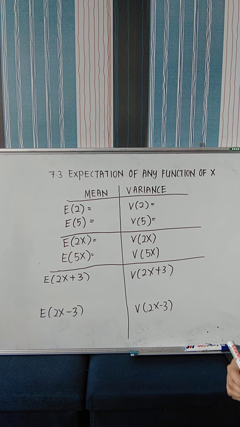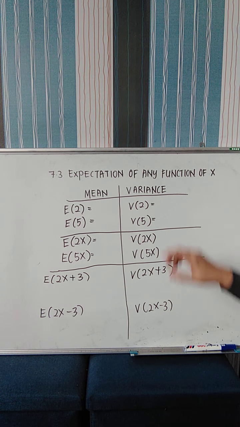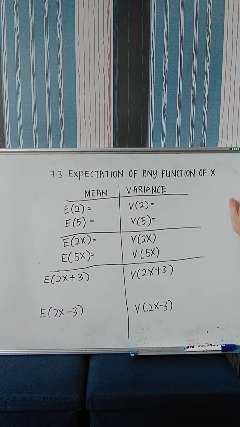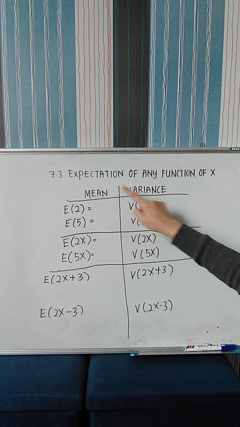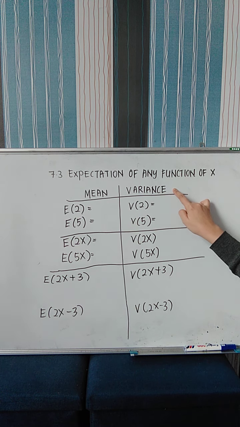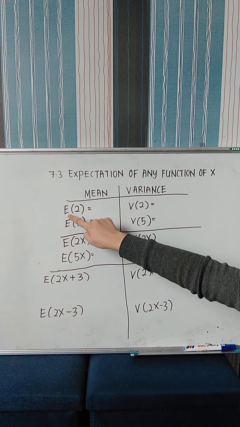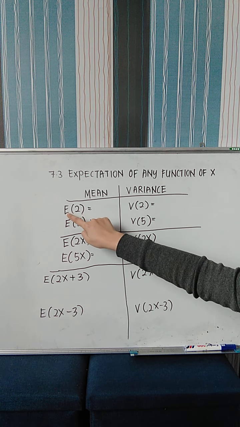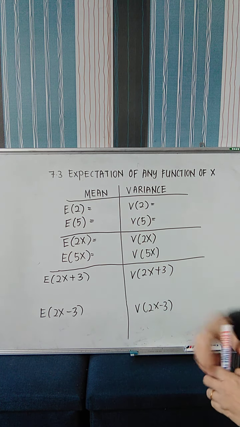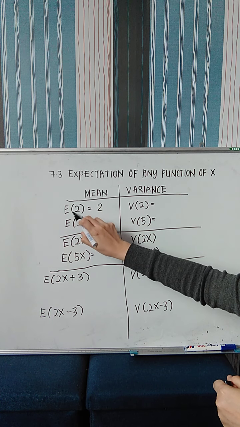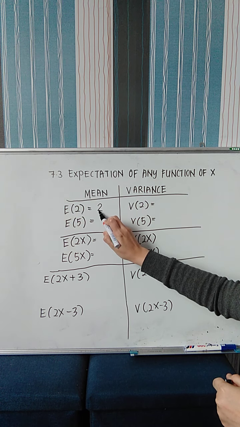Okay, hello class. Today we continue to 7.3, expectation of any function of x. For expectation of any function of x, you have two types: for mean and for variance. Let's continue to mean first. If given E(2), meaning expected 2, your answer becomes the value given. Given E(2), the answer is 2.